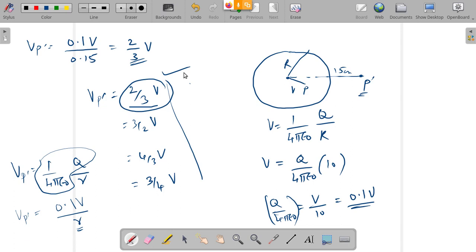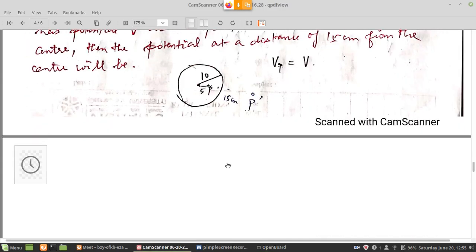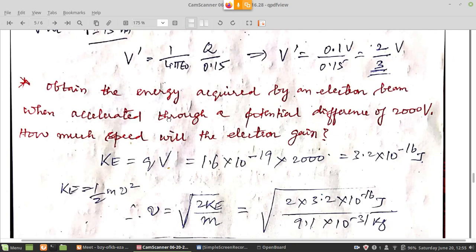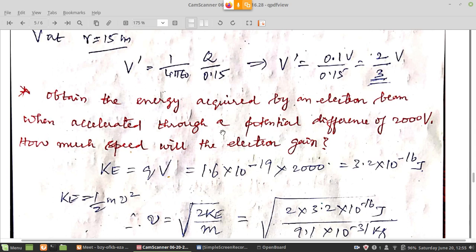Right. So I think we have time for one more question at least. Let us see this. Obtain the energy acquired by an electron beam when accelerated through a potential difference of 2000 volts. What is the idea here? When an electron or any charged particle is accelerated by a potential difference, the kinetic energy is given by the charge into the potential, because that is energy units, we know that. So kinetic energy is Q into V. Once you know the trick, you will get the kinetic energy by multiplying the given charge, that is electron charge, and the potential 2000 volts. That is the energy.